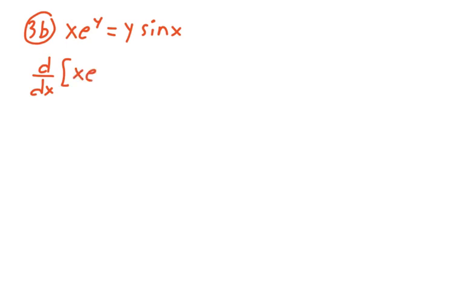3b. Suppose I give you x e to the y equals y sine x. So this is practice in implicit differentiation. So I'm going to differentiate both sides with respect to x. So the derivative of x e to the y with respect to x is the same as the derivative of y sine x with respect to x.